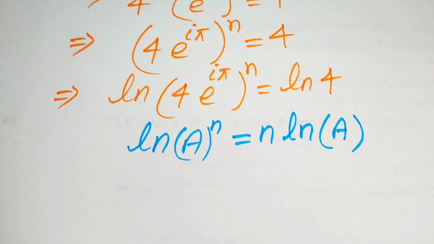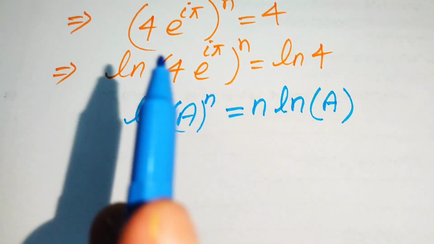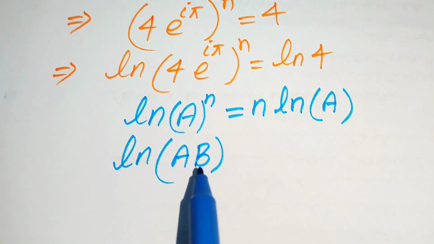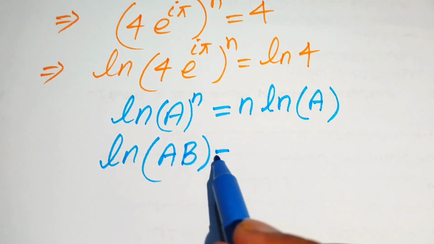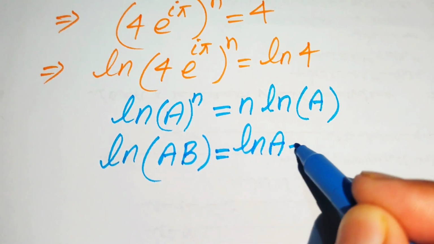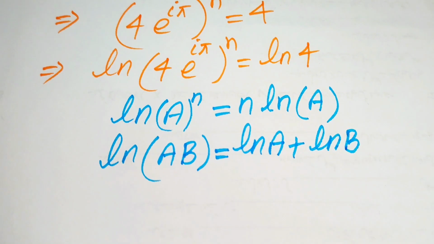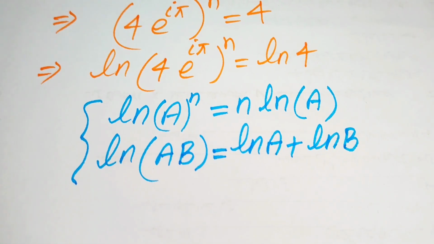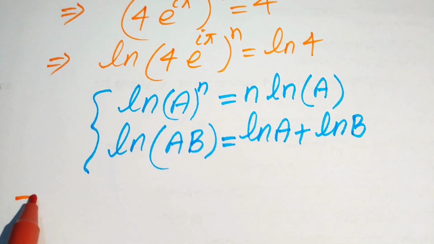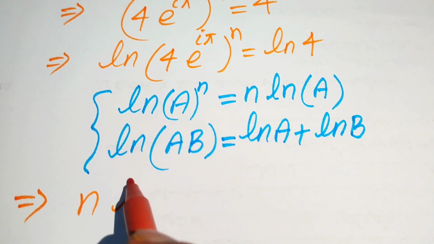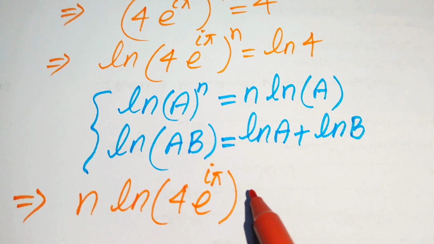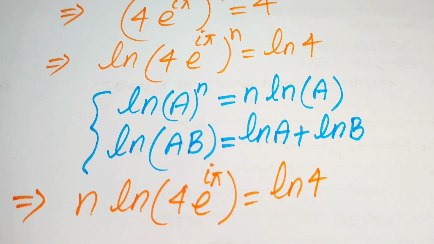Here we first use this property, and after that we need another property of log, which is written in this form: if you have the product of two numbers inside the log, it will be written as log of a plus log of b. In this question we need these two properties of log, which we use on the left hand side of the above equation. So our left hand side will be written as n times log of 4 times e to the power of iota pi equals log of 4.